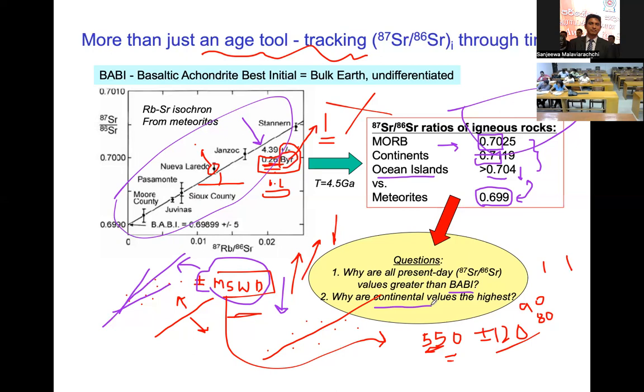During this melting process, rubidium is more incompatible compared to strontium. Therefore, a lot of rubidium from the source will go into the melt. That means that the melt produced as the continental crust later on will accumulate a lot of strontium by radiogenic decay of those previously accumulated rubidium. Okay, so that's why the continental values will be showing the highest numbers.